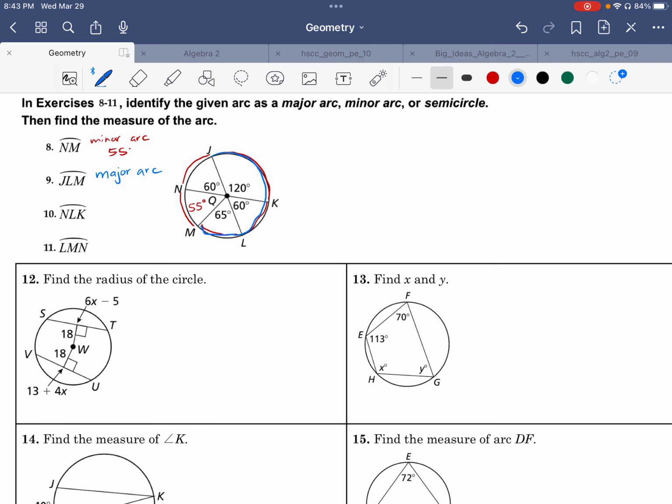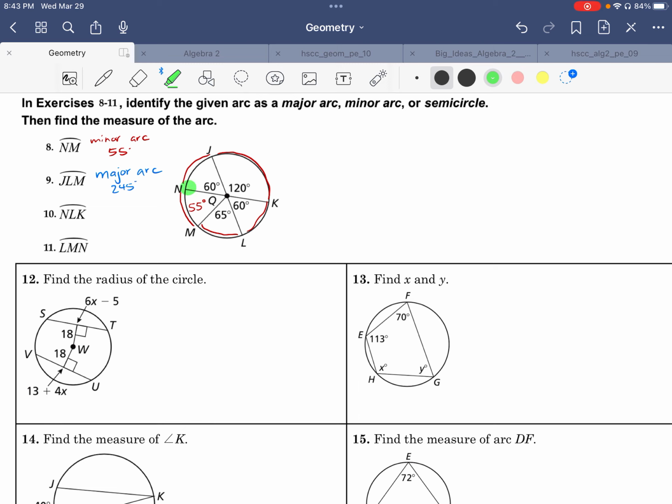One more time, it was J to L to M. So I'd have to add up the 120 and the 60. That's 180 plus another 65. That's 245 degrees right there. So we'll put 245. Let me just make sure that makes sense. Yep, that makes sense.